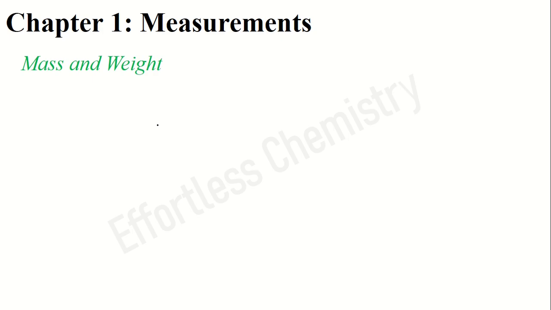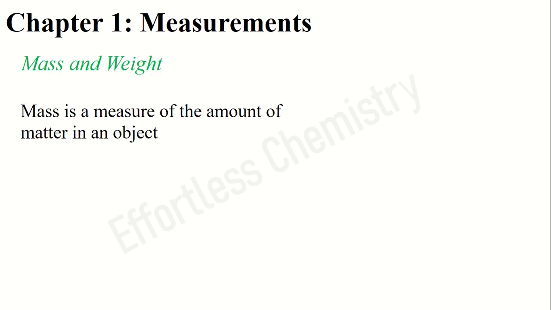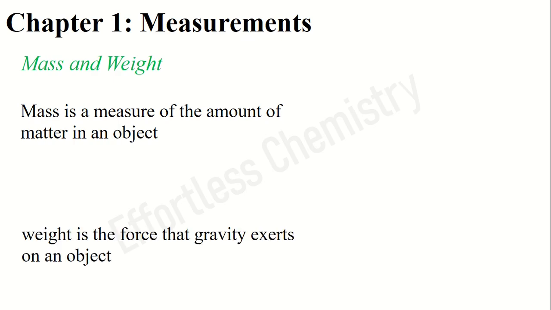Hello everybody. In this lesson, I want to describe the difference between mass and weight, SI units, and density in a simple and easy way. Let's start. The terms mass and weight are often used interchangeably, although strictly speaking, they are different quantities, whereas mass is a measure of the amount of matter in an object. Weight, technically speaking, is the force that gravity exerts on an object.